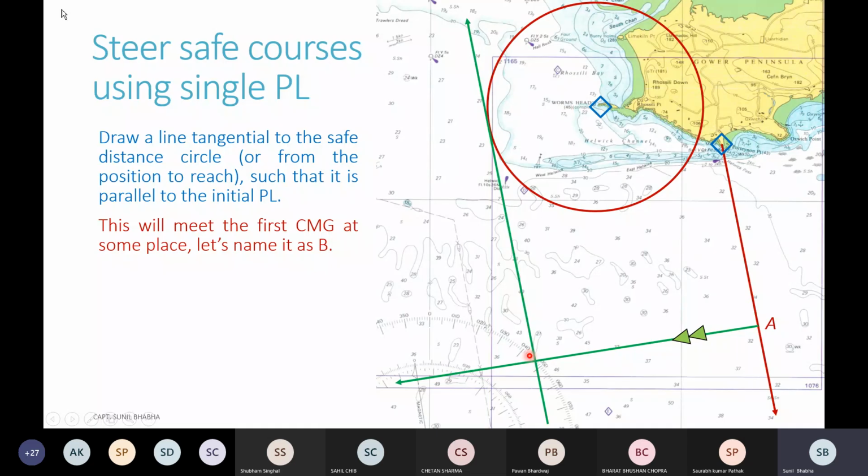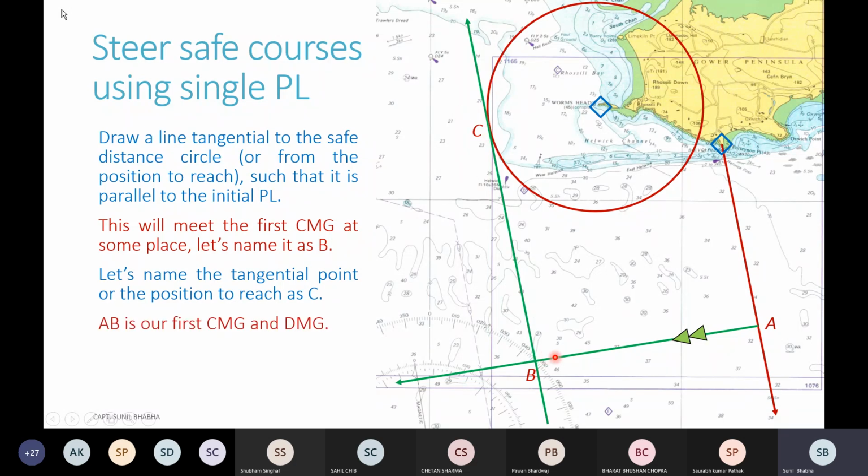Now let's name this point as Bravo. So this is point Bravo, where this tangent line is meeting our first course made good. Now let's name the tangential point also. Let's name it as C. So you can see the tangential point mentioned here.